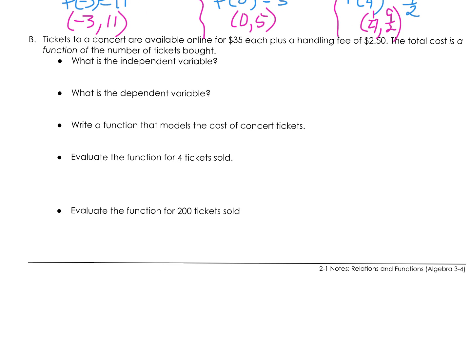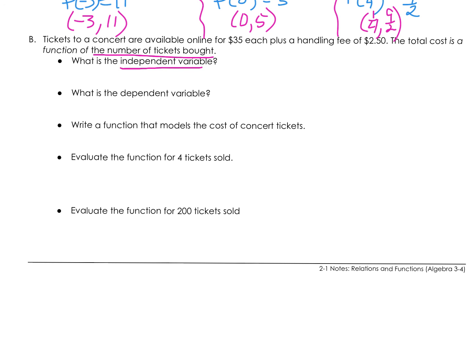Then you might have some word problems, and so this is our last problem. You have tickets to a concert. They're available online for $35 each plus a handling fee of $2.50. Boy, is that cheap. The total cost is a function of the number of tickets bought. So the total cost is a function of what? If I knew the number of tickets bought, I could find my total cost. So your independent variable is the number of tickets bought.